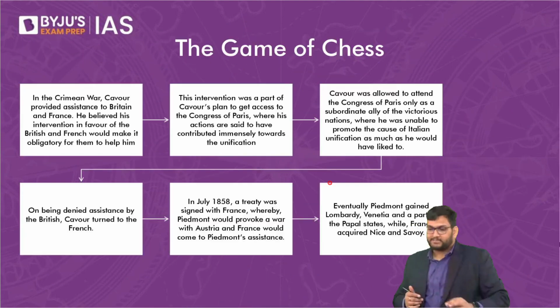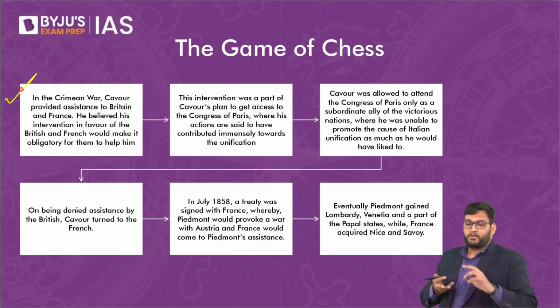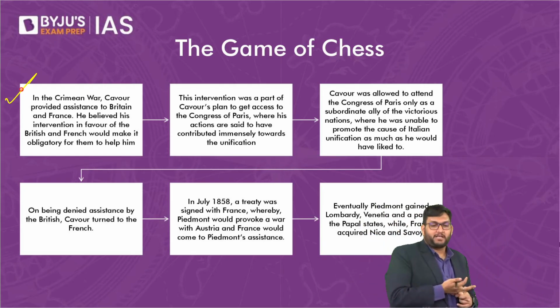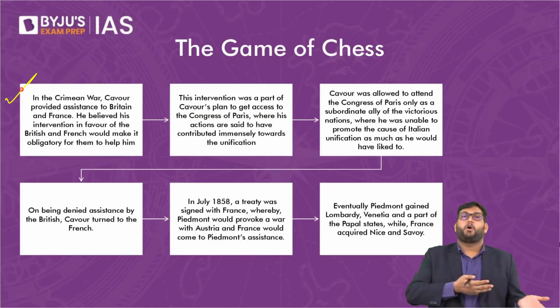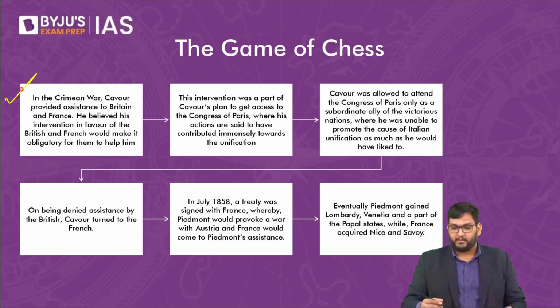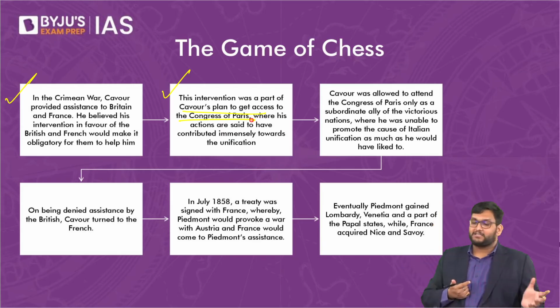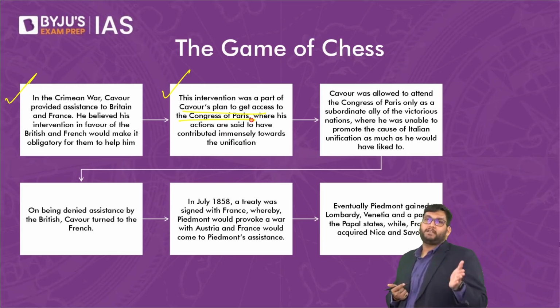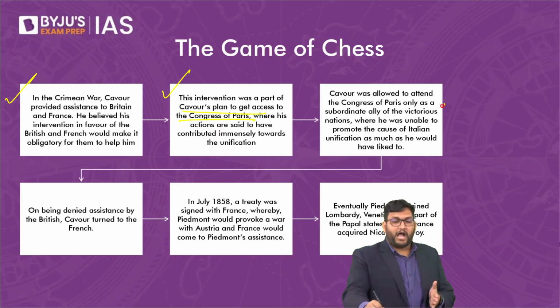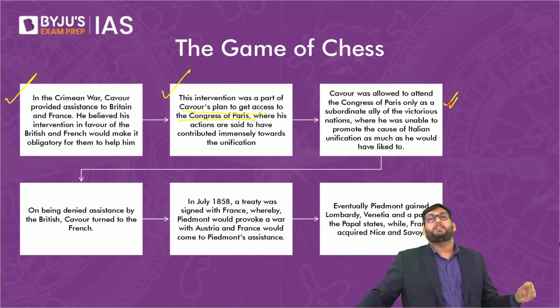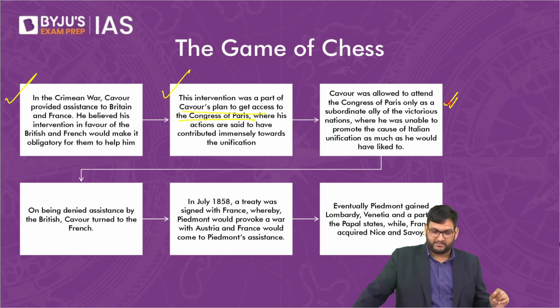First, in the Crimean War, Cavour provides assistance to Britain and France. He believed his intervention in favor of Britain and France would obligate them to help him. This intervention was part of Cavour's plan to get access to the Congress of Paris, the Treaty of Paris, where his actions would have allowed for the unification of Italy. However, though Cavour is allowed to attend the Congress of Paris, he is only a subordinate ally and is not able to push the agenda of Italian unification.